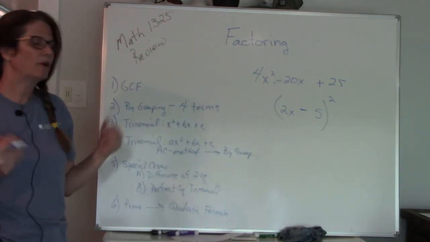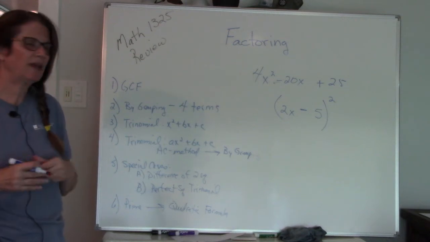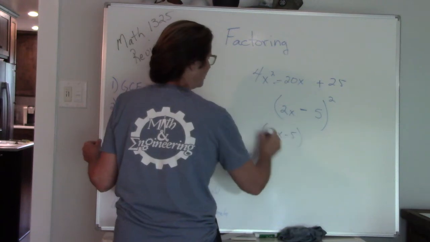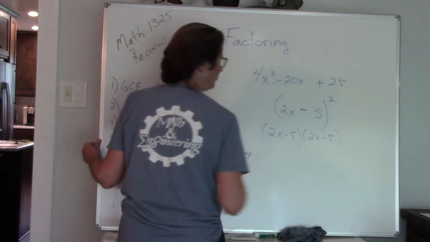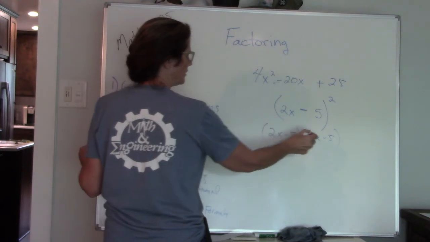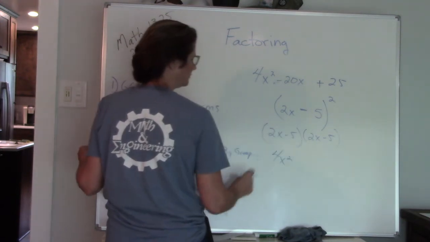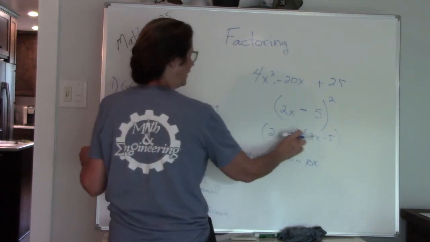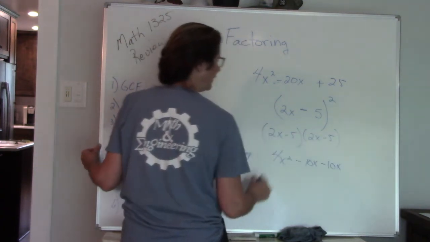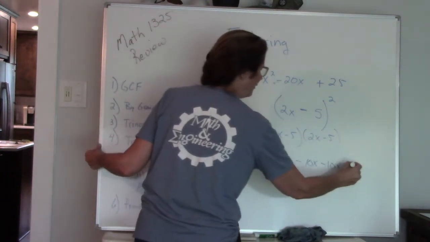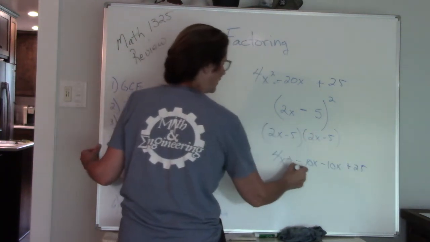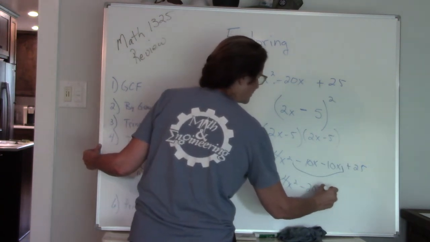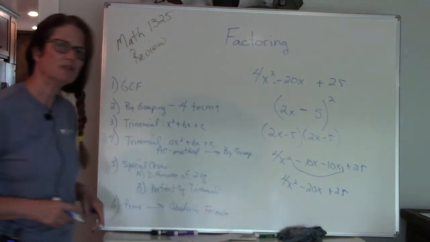Okay? Now, where does the negative 20x come from? Well, this right here just means 2x minus 5 times 2x minus 5. So again, you can check it. 2x times 2x, there's my 4x squared. 2x times a negative 5 is a negative 10x. Negative 5 times 2x is a negative 10x. Negative 5 times negative 5 is a positive 25. I can add my like terms, so I get 4x squared minus 20x plus 25. Okay, so you can check it that way.